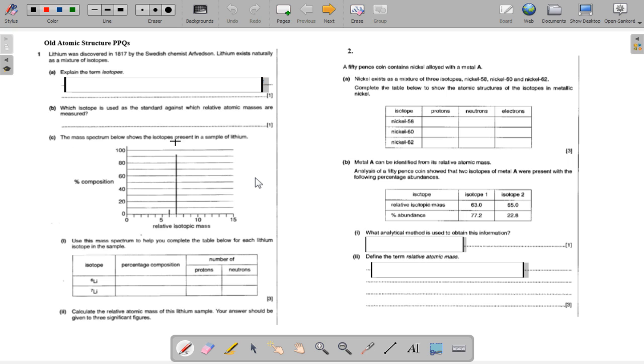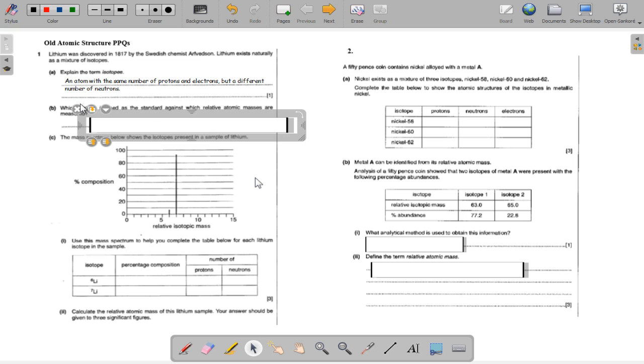Okay, so isotopes are atoms with the same number of protons and electrons but a different number of neutrons. And the isotope that is used as a standard against which relative atomic masses are measured is carbon-12.